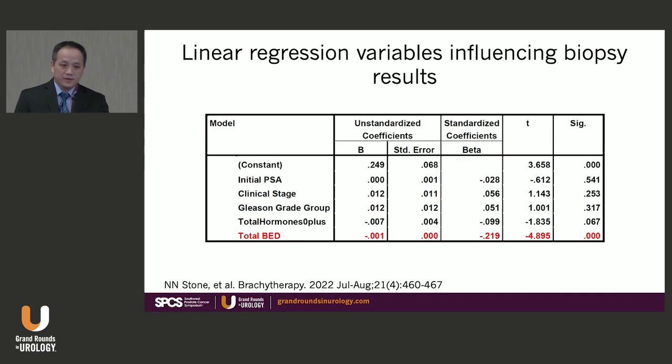Dr. Stone, we also looked into the linear regression of variables influencing the biopsy result. The initial PSA, clinical stage, Gleason score, and hormone therapy are all not statistically significant except the total BED. The total BED is the only factor that affects the biopsy result.